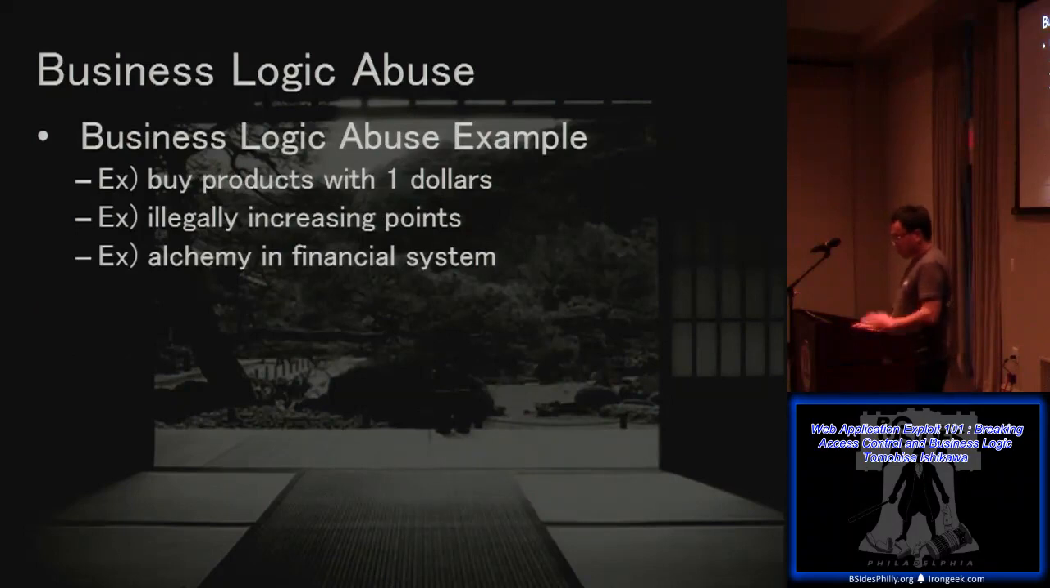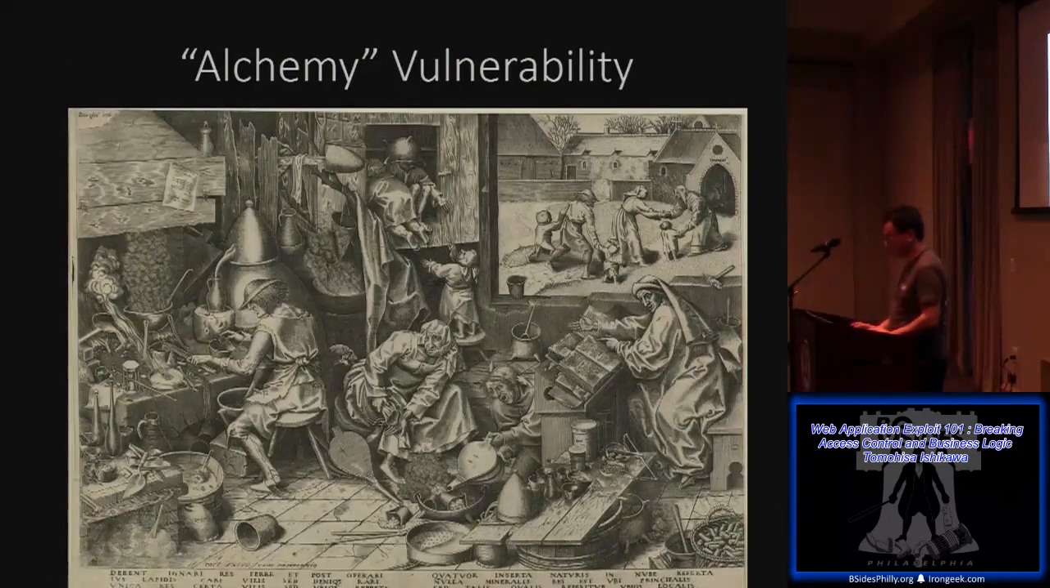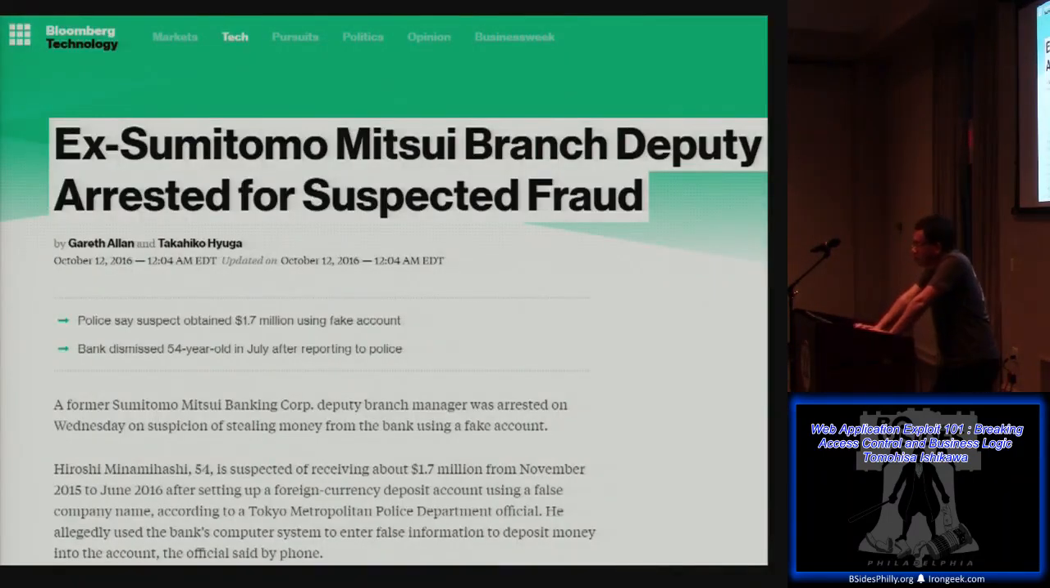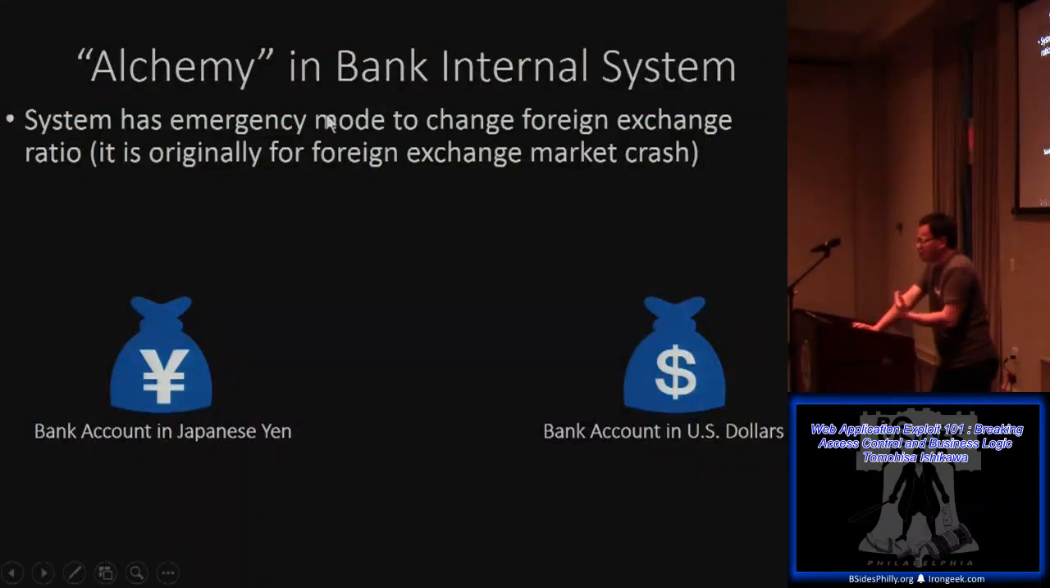There are tons of examples here. I wrote down a couple. For example, buying some product in a shopping site for $1 is still a problem. Or there is a vulnerability called alchemy in financial systems. Actually, it was discovered in a Japanese bank's internet application, and it became news on Bloomberg. I'd like to explain how this kind of business logic abuse works.